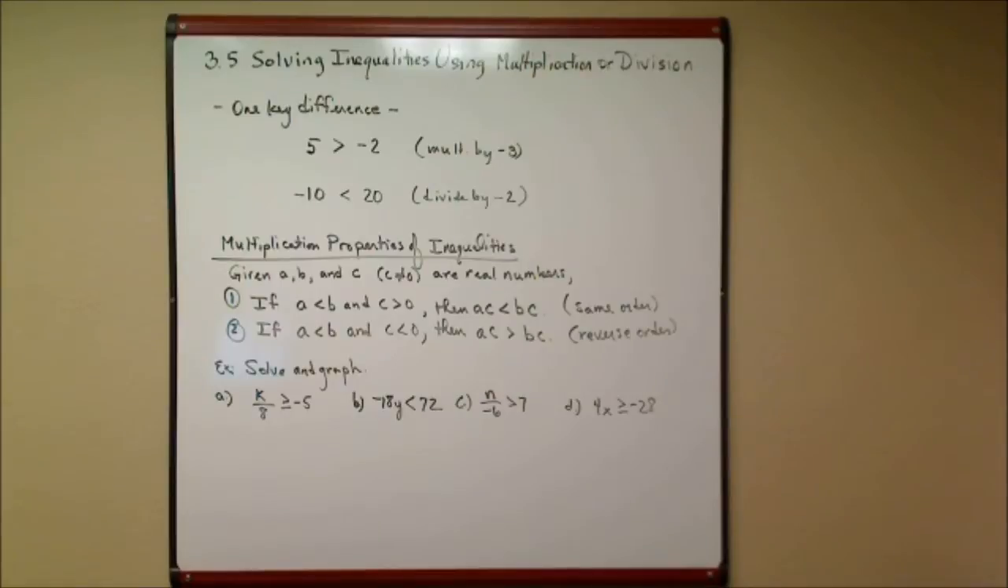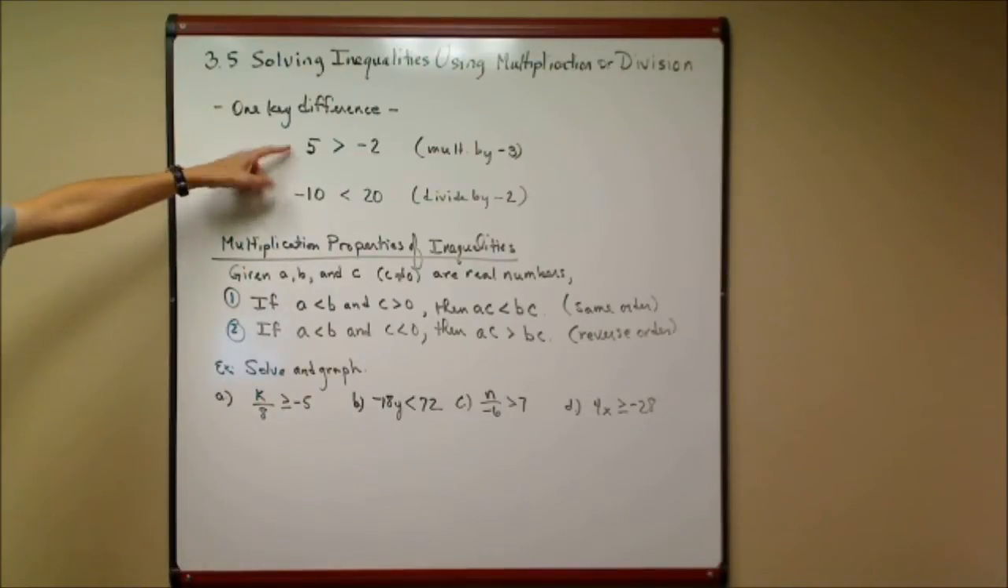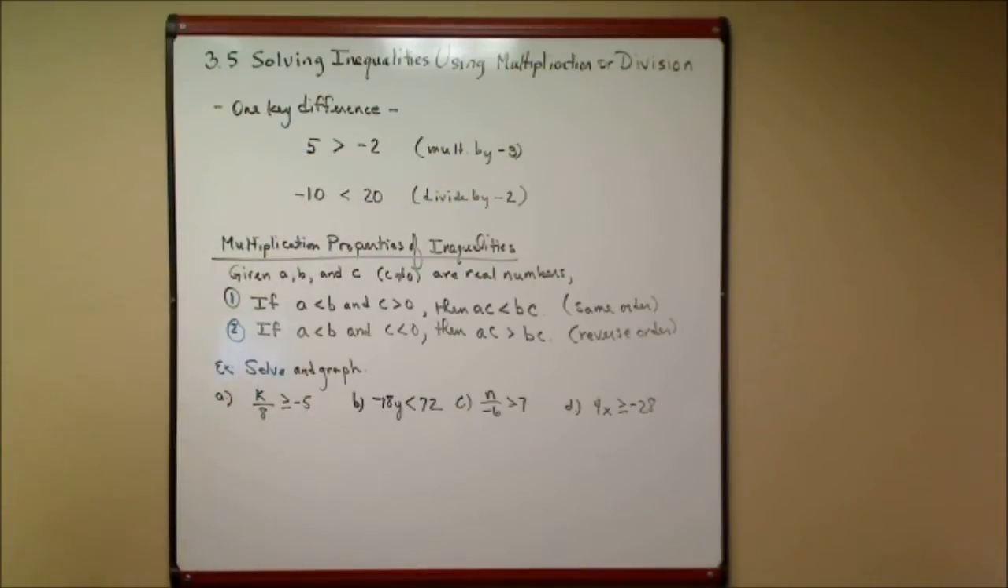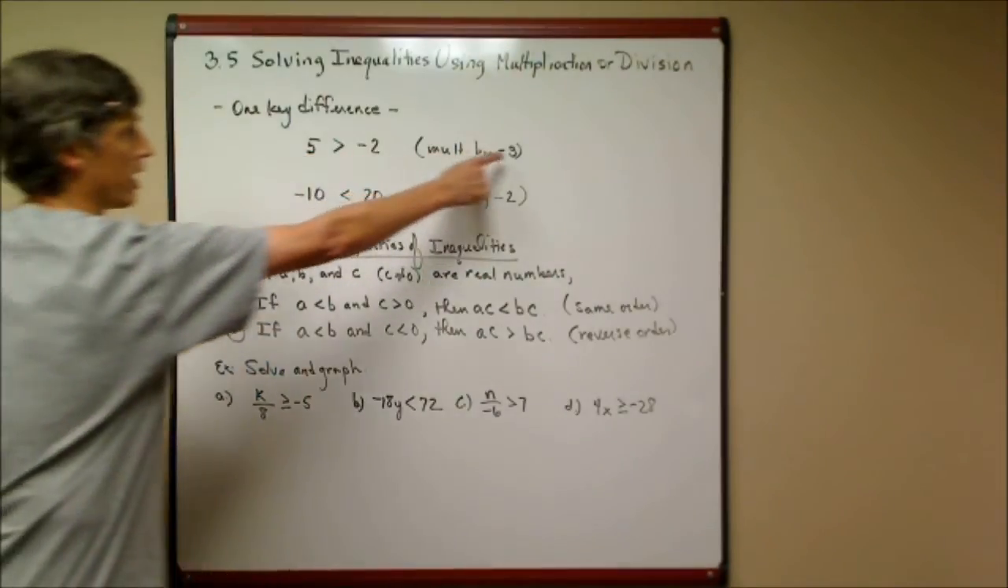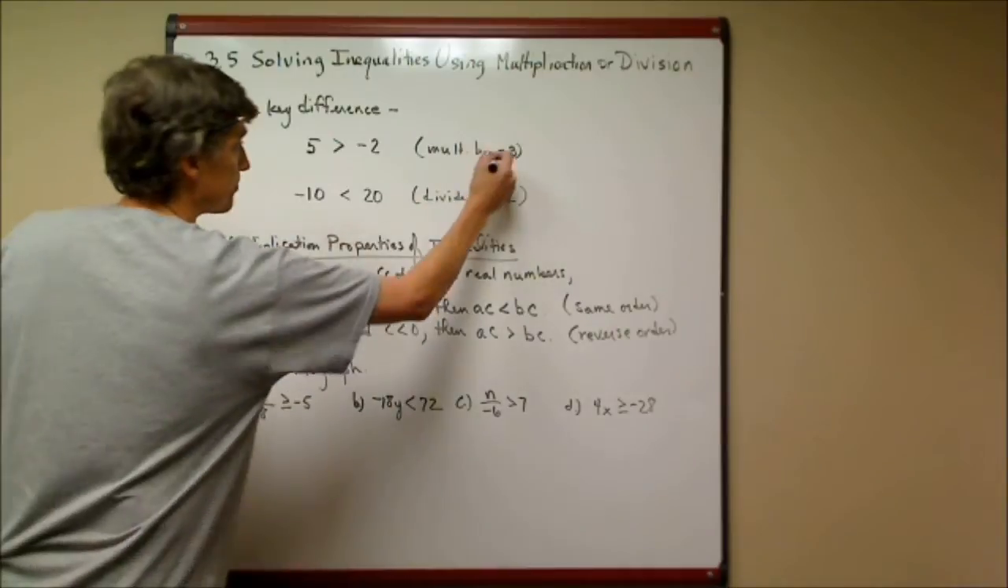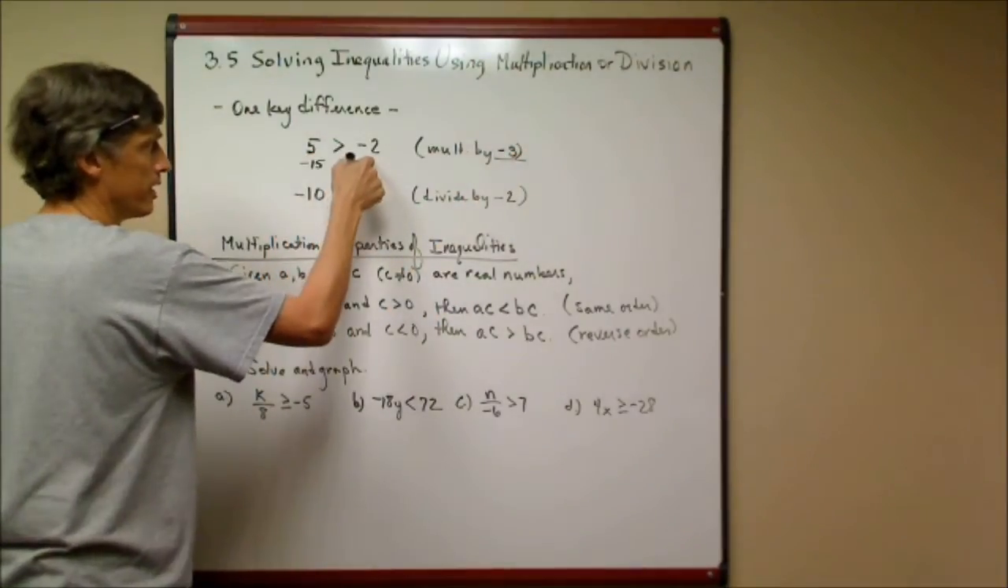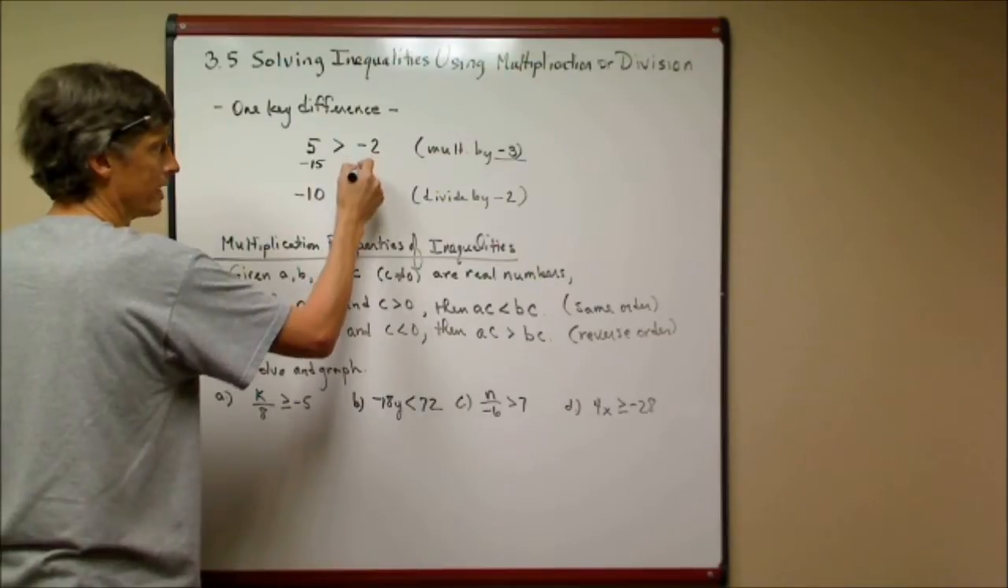You can multiply both sides by the same number and divide both sides by the same number, but one key difference. And I'm going to show you with a couple of examples here. Let's say I have this inequality. You will agree 5 is greater than negative 2. If I multiply both sides by negative 3, right here, negative 3 times 5 is negative 15. Negative 3 times negative 2 is positive 6.